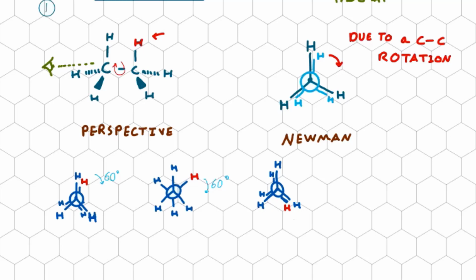Now if you rotate it another 60 degrees, you can see basically we're going to have something the same as the second structure, but this time the red hydrogen is going to go at the very bottom of the structure. And basically the other two hydrogens are going to be at the top left and top right of the structure.